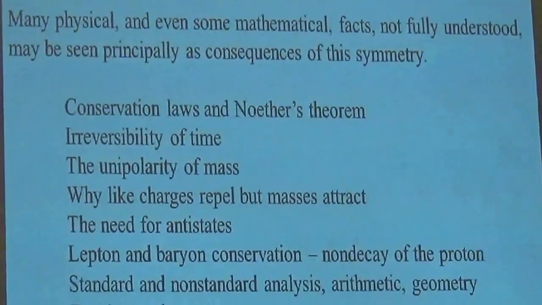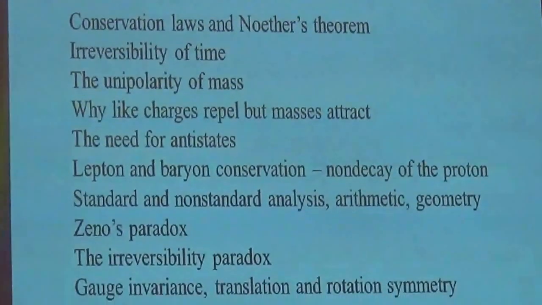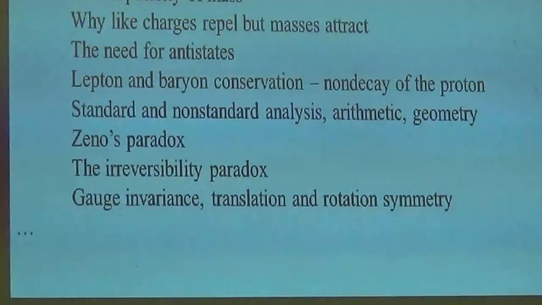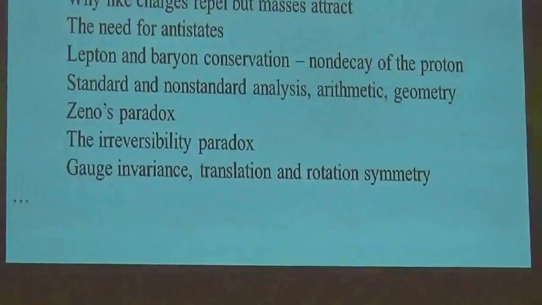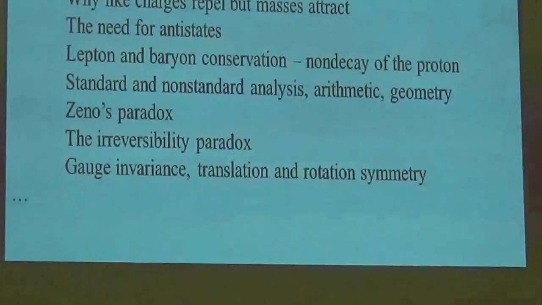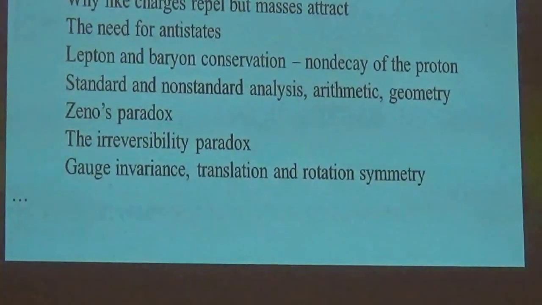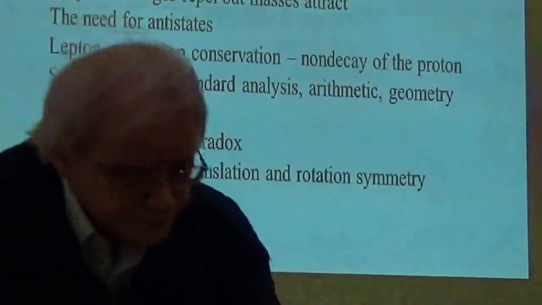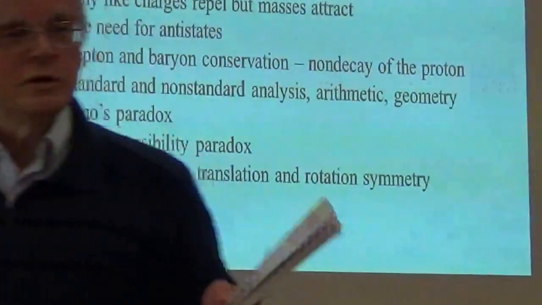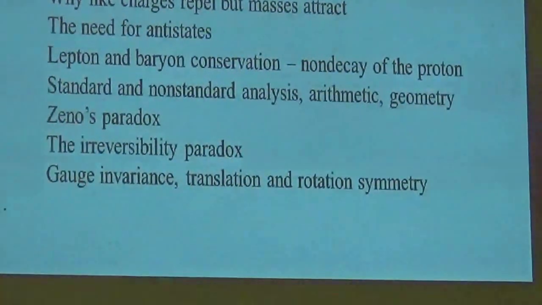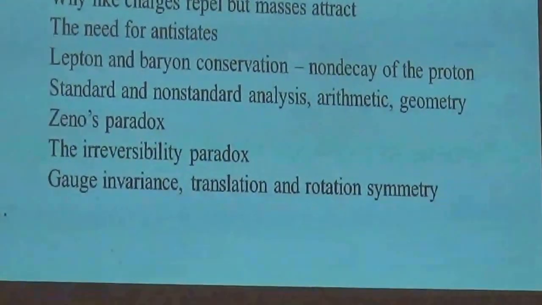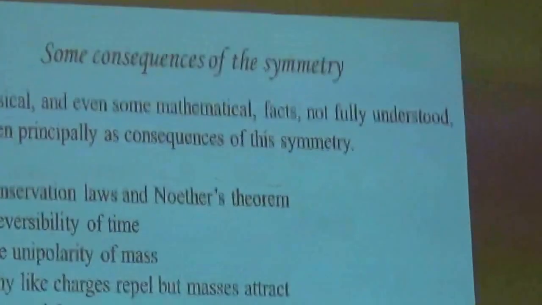It struck me that there's an opportunity for another book in this, a book that asks questions and gives the answers according to this way of thinking. So why like charges repel but masses attract? The need for antistates. I've discussed this in some detail, and it's discussed in these two books, which I'm showing here. These are the two books that I've recently published, World Scientific, Foundations of Physical Law. That's the more technical book. It's related to the lectures of mine that are on YouTube. And this is the more popular book, How Schrodinger's Cat Escaped the Box. I'll say more about them later. But this symmetry is in there, and the reason for it and the explanation for it.